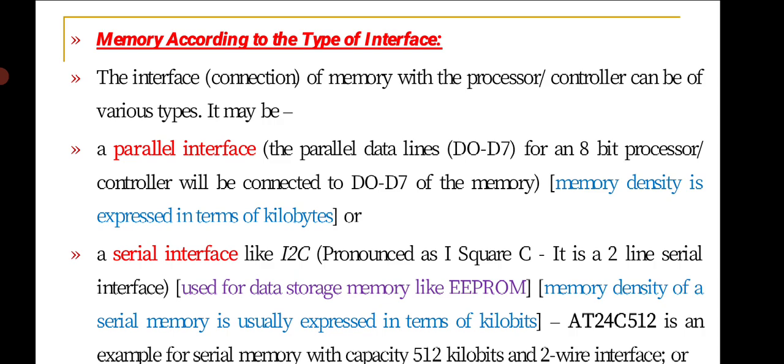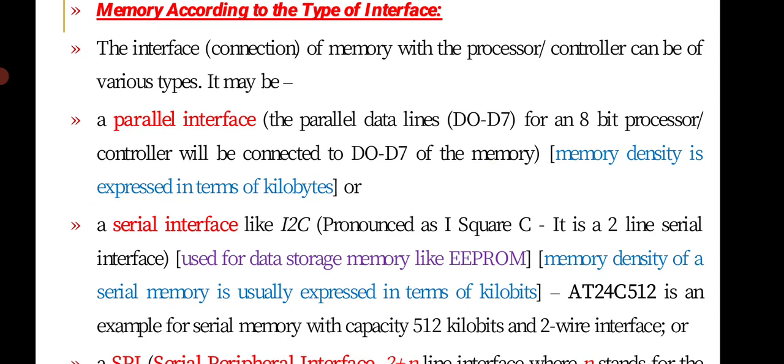Memory according to the types of interfaces. The interface means connection. The connection of memory with the processor or controller can be of various types. It may be a parallel interface: parallel data lines D0 to D7 for an 8-bit processor. The controller will be connected to the memory through D0 to D7. Memory density is expressed in terms of kilobytes.